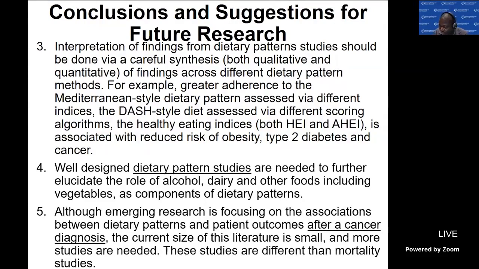And lastly, although emerging research is focusing on the association between dietary patterns and patient outcomes after a cancer diagnosis, the current size of the literature is very small and more studies are needed. And these are different than mortality studies that look at the aggressiveness of the cancer. This is looking at a study sample that is comprised mainly of people who may have been diagnosed with cancer.